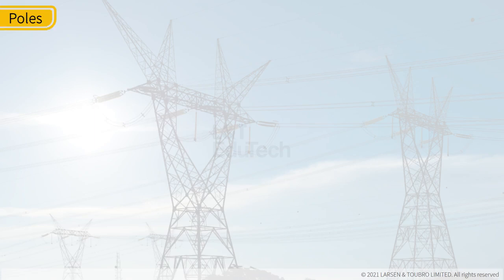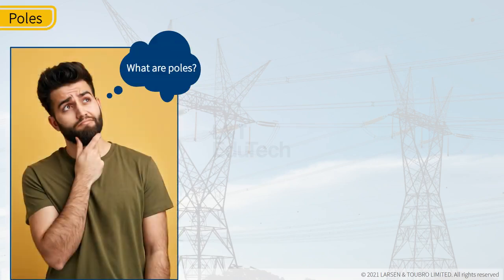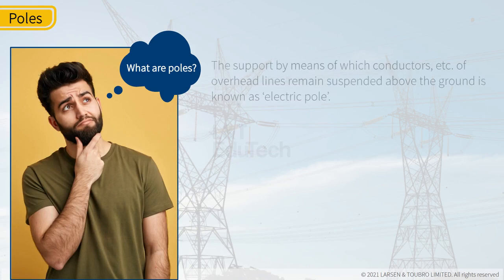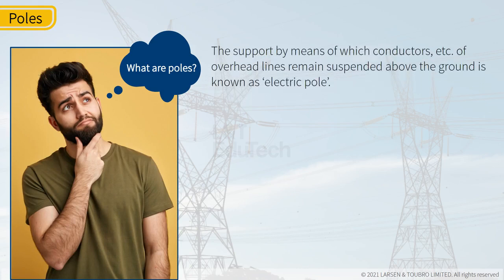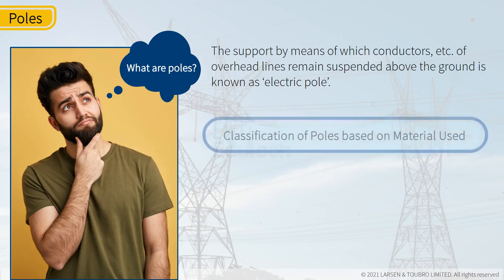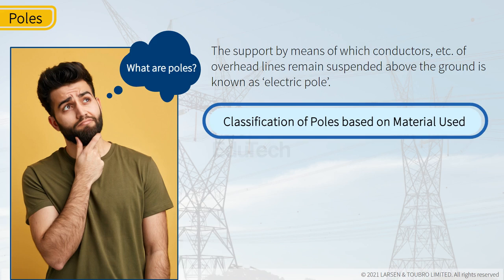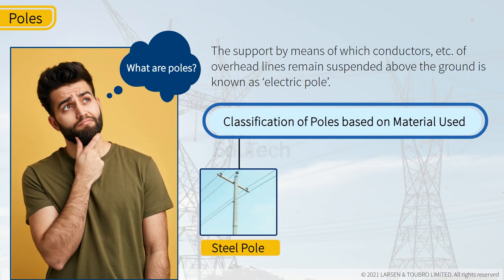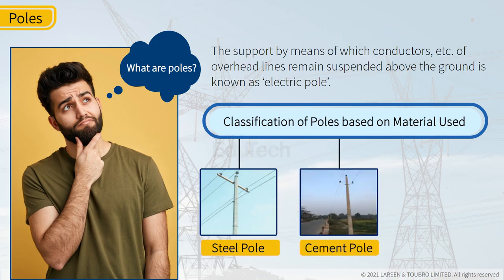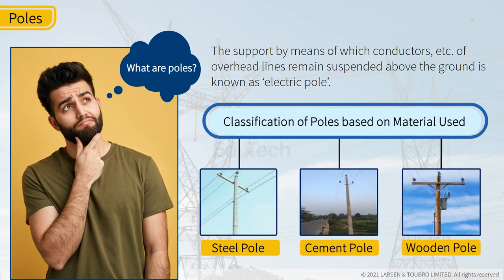Let's start off with the poles. So, what are poles? The support by means of which conductors etc. of overhead lines remain suspended above the ground is known as electric pole. The poles or supports are classified according to the material used for it: steel, rail poles and tubular poles; cement, RCC poles and PSC poles; wood.